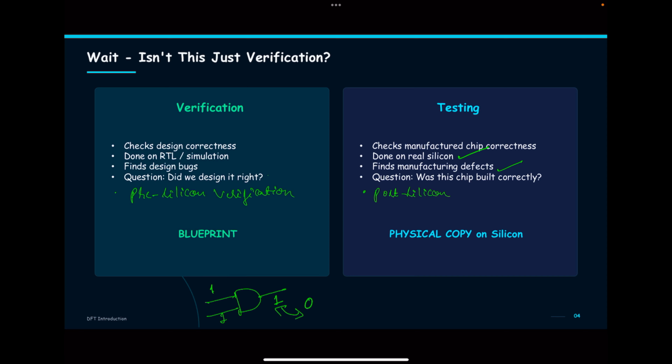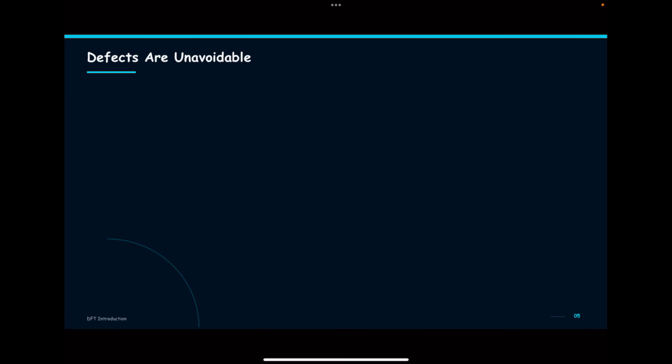So the verification people ask the question: did we design it rightly? And the correct question for testing is: was this chip built correctly? We still need testing after manufacturing because defects are unavoidable. Let's understand why. The scale problem.